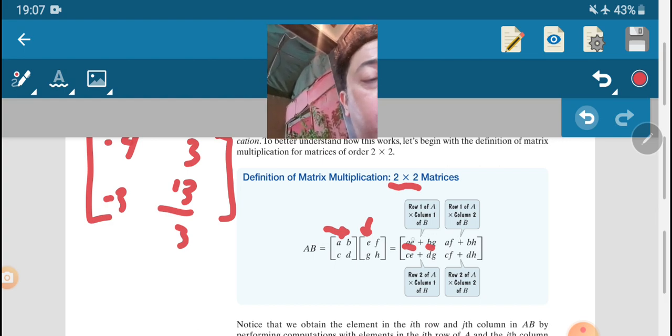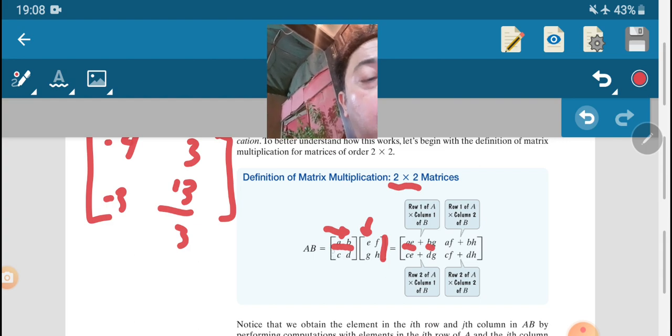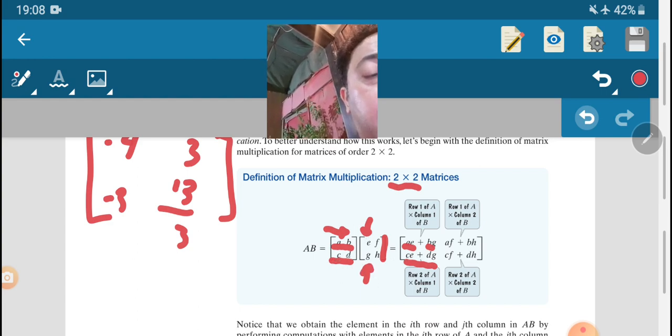The second one, to the right, we multiply A B by F H, which is A times F plus B times H. The third member, if we multiply C D by E G, becomes C times E plus D times G. The fourth means C D and F H: C times F plus D times H.